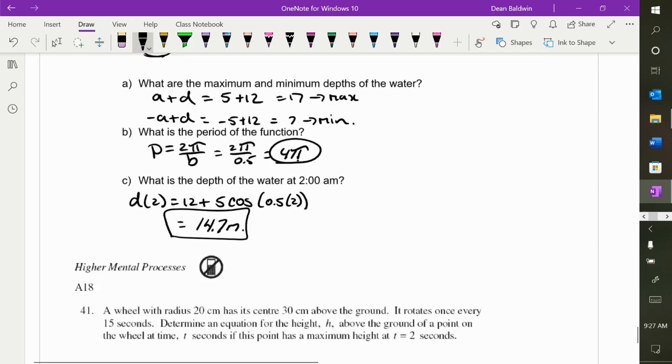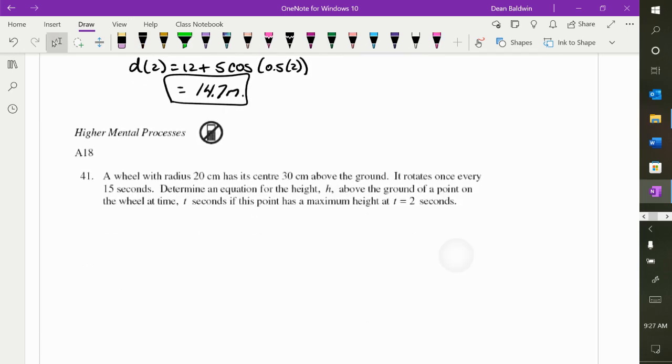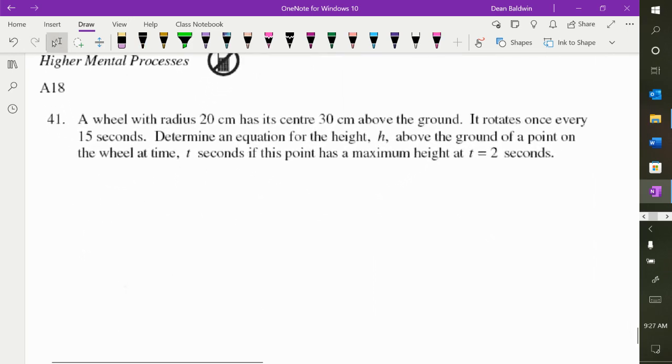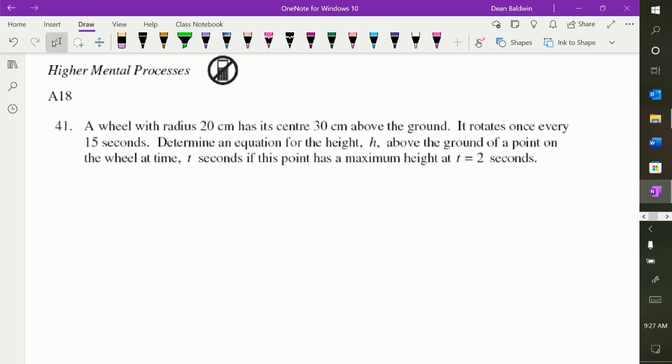All right. Okay, here's the 8-point question, peoples, or a version of this. When we were doing the provincial exam, which was a long time ago, this was always a question on the provincial exam, so everybody had to know how to do it, and it's a really good question, so we're going to do it. Higher mental process, look at this symbol. No calculator.